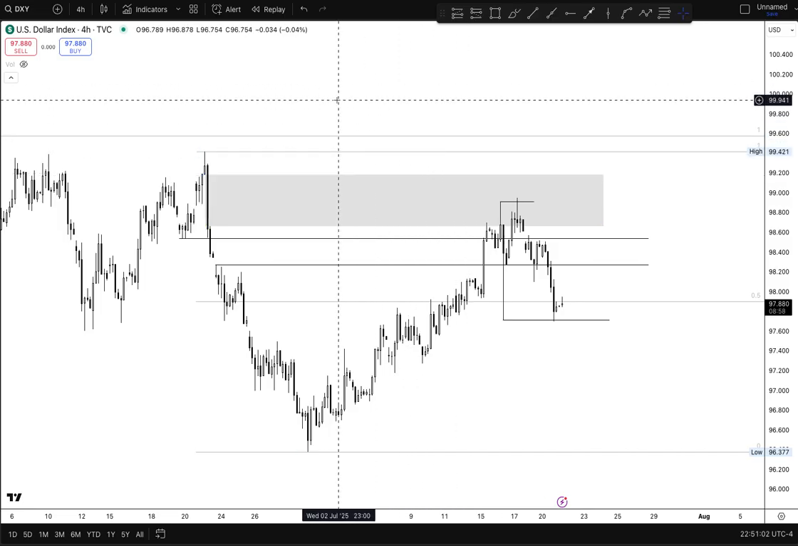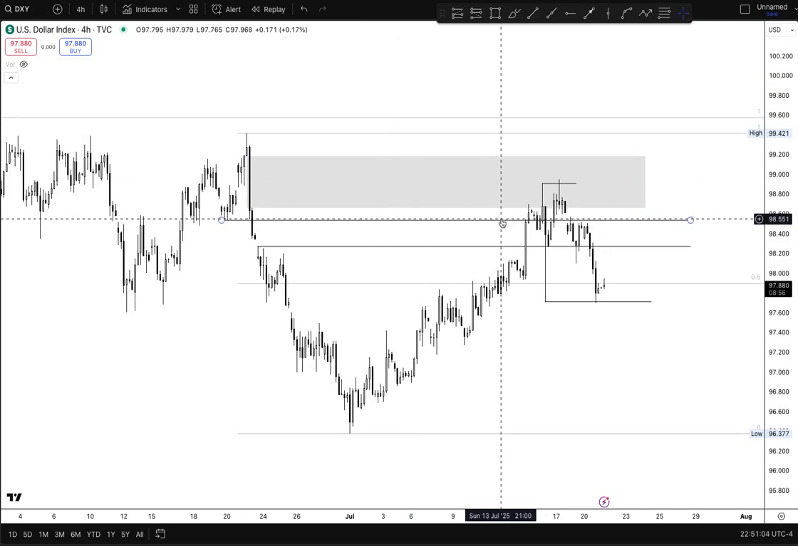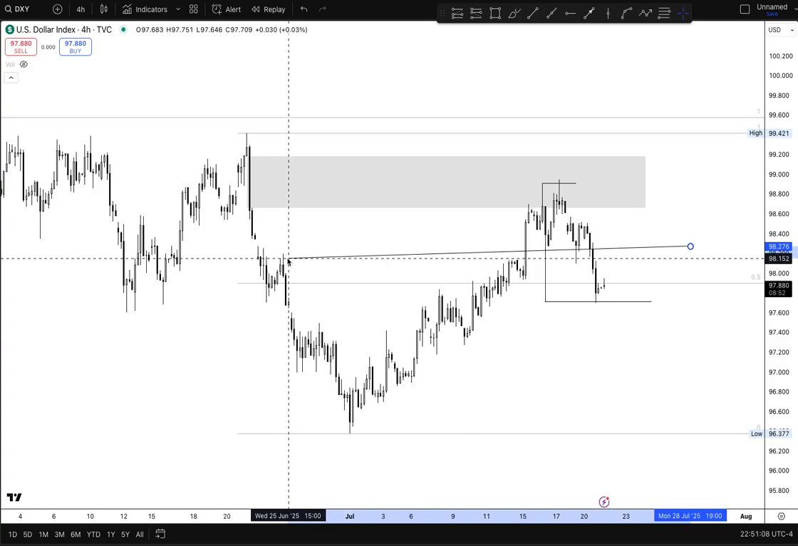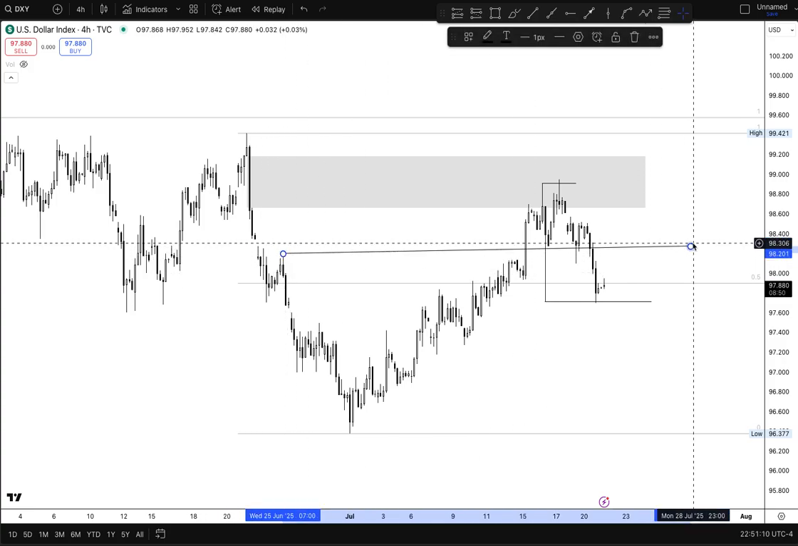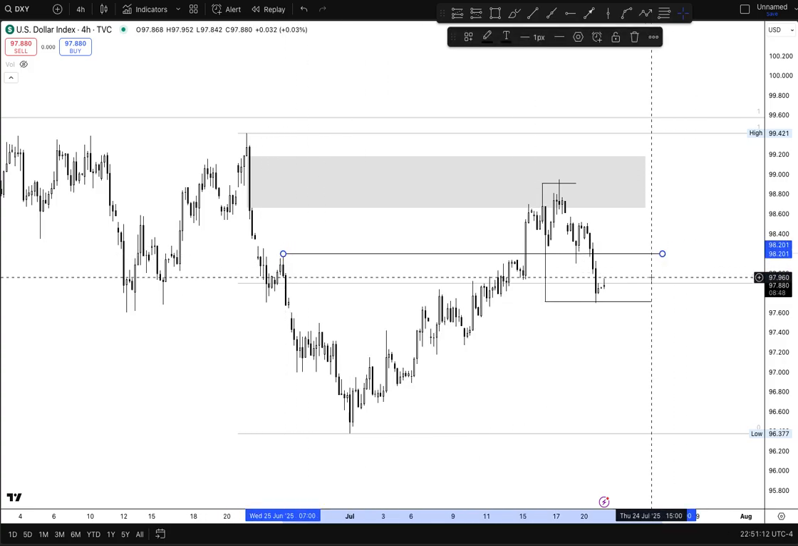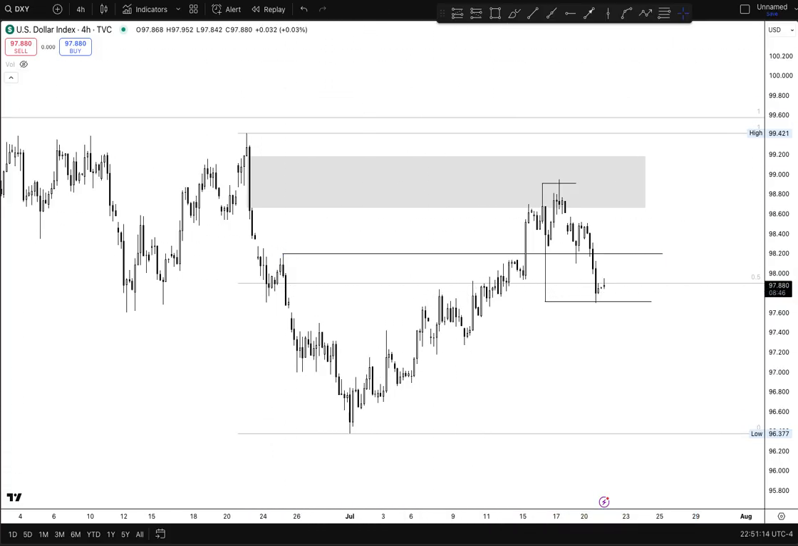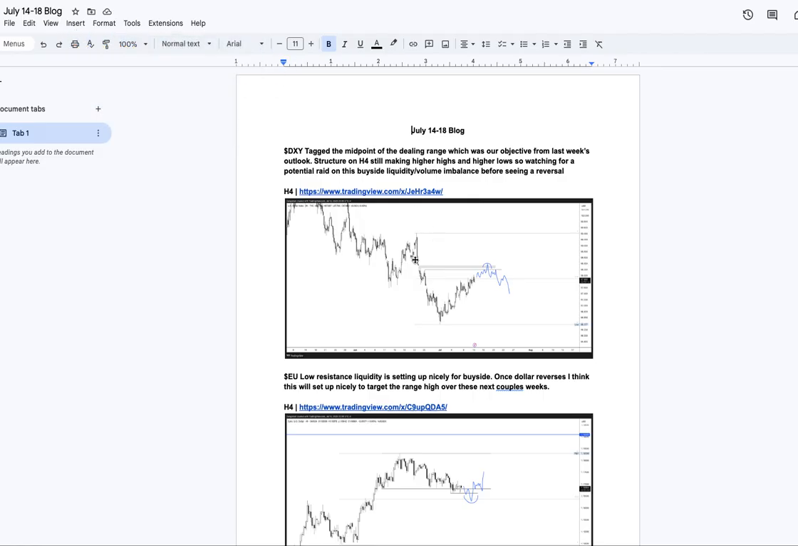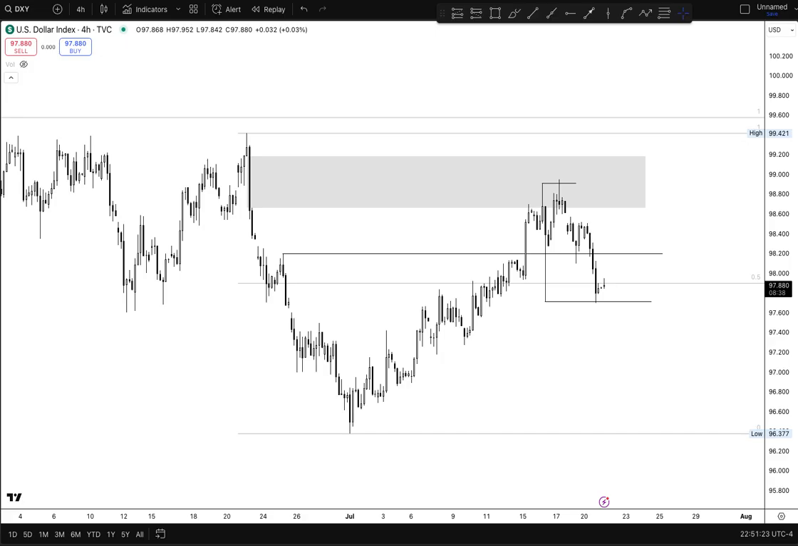My outlook from last week, I wanted to see price raid this high here, and then look for a deviation from that. So again, if you go back to my outlook, this is what I was looking at for last week, looking for a deviation on these highs here. And so far we have deviated these highs.